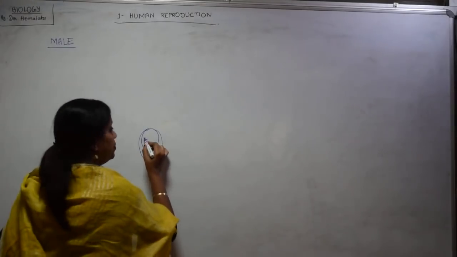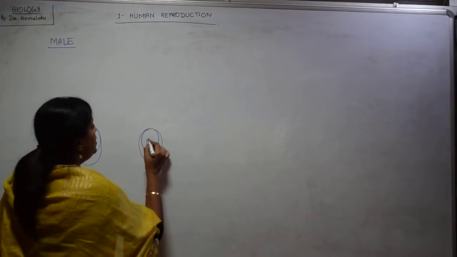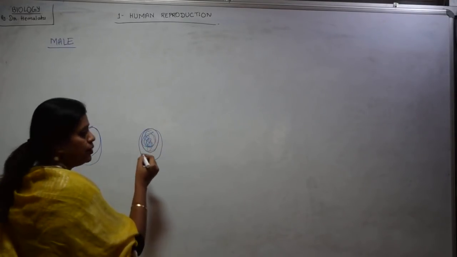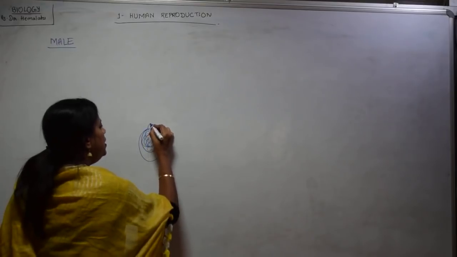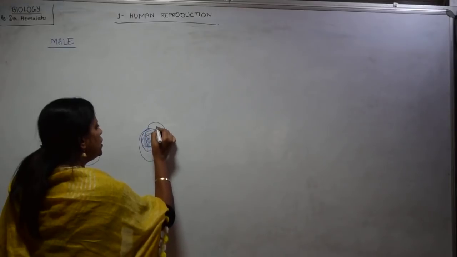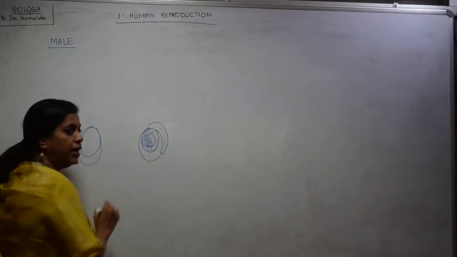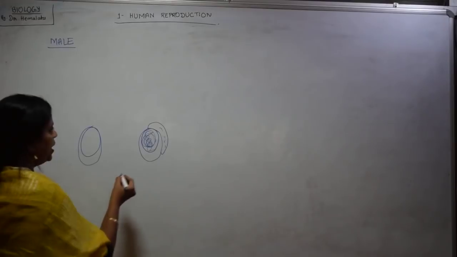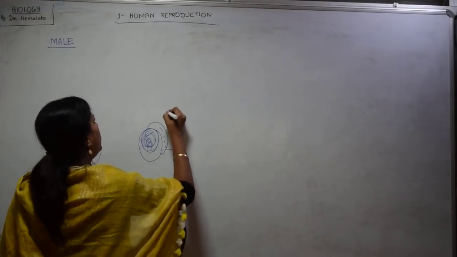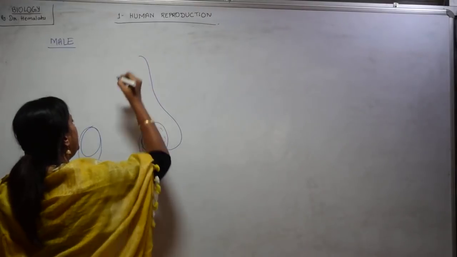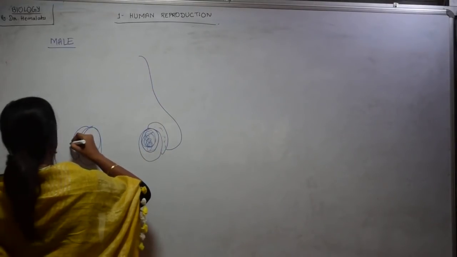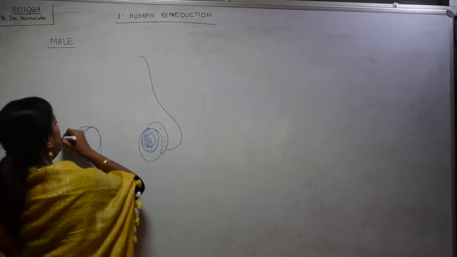Within this you get the seminiferous tubules, and these seminiferous tubules are involved in the production of sperms. They release their sperms into one more glandular structure, which we call the epididymis. This is the epididymis. This epididymis will move upwards like this, and on both sides there will be an epididymis, and this is how it is entering.